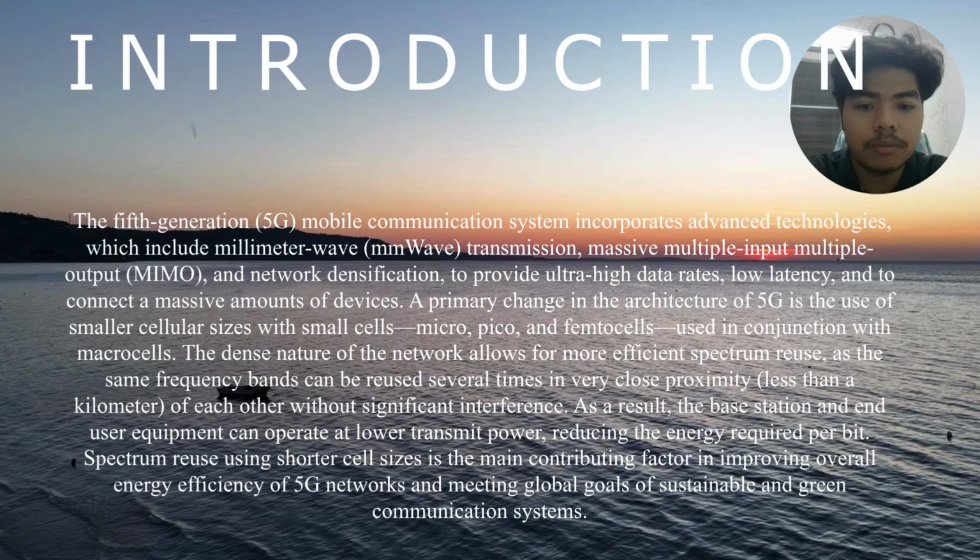The dense nature of the network allows for more efficient spectrum reuse, as the same frequency bands can be reused several times in very close proximity, meaning less than a kilometer of each other, without significant interference. As a result, the base station and end user equipment can operate at lower transmit power, reducing the energy required per bit. Spectrum reuse using shorter cell size is the main contributing factor in improving overall energy efficiency of 5G networks and meeting global goals of sustainable and green communication systems.